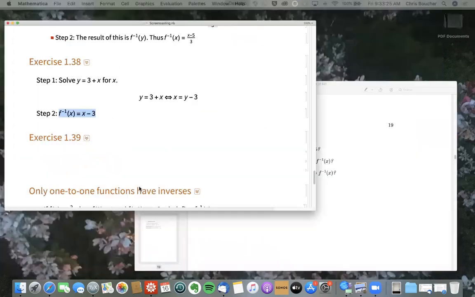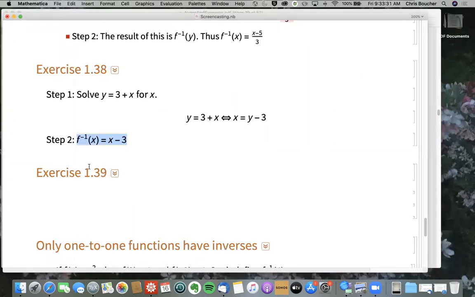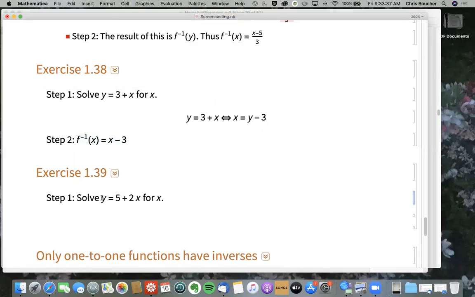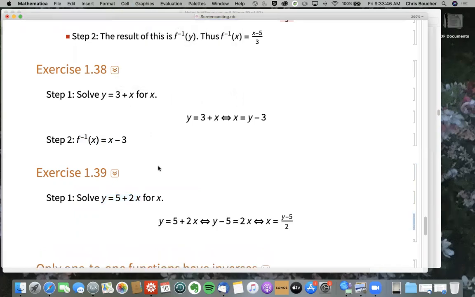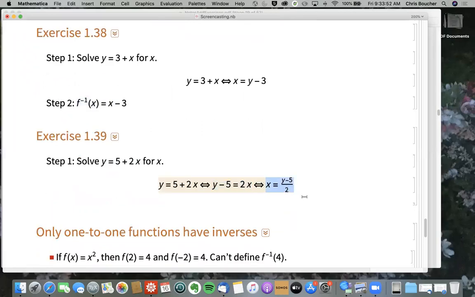Okay, straightforward enough. Let's try the same exercise for this function, 5 plus 2x. Same start: I start with y equals 5 plus 2x, and I try to solve for x. That's not too bad. I'm going to subtract 5 and then divide by 2. If I subtract 5, I get y minus 5 equals 2x. Then dividing by 2, I get this formula right here, y minus 5 over 2.